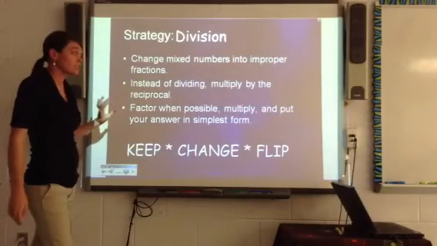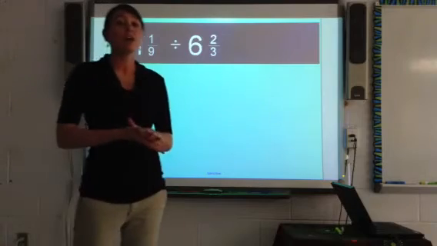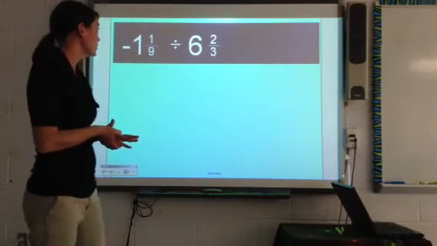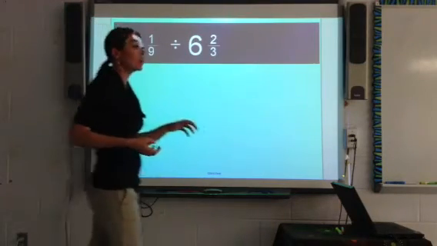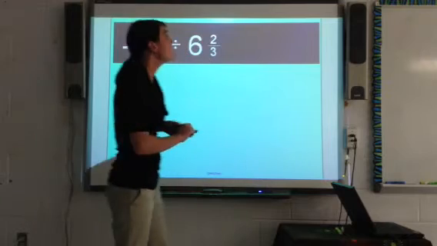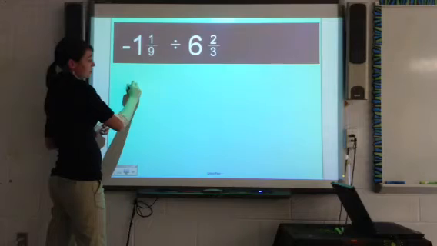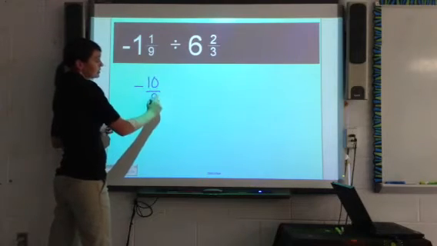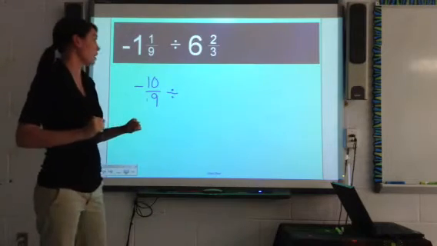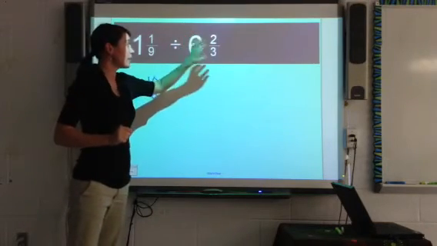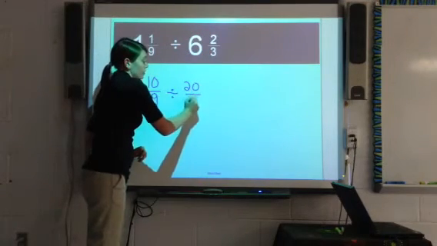Again, we're going to cross cancel, so we're going to factor out these problems if we can. Looking at this first one, negative 1 and 1/9 divided by 6 2/3. The first thing we're going to do is take our mixed numbers and turn those into improper fractions. 1 times 9 plus 1 gives us 10. So we get negative 10/9. We're not ready to change yet, so bring that division sign right down. What's 6 times 3 plus 2? We get 20 over 3.